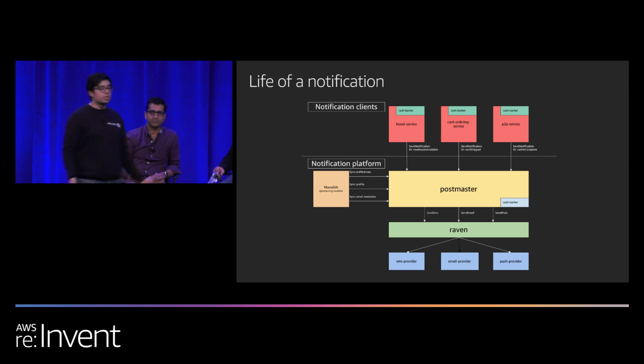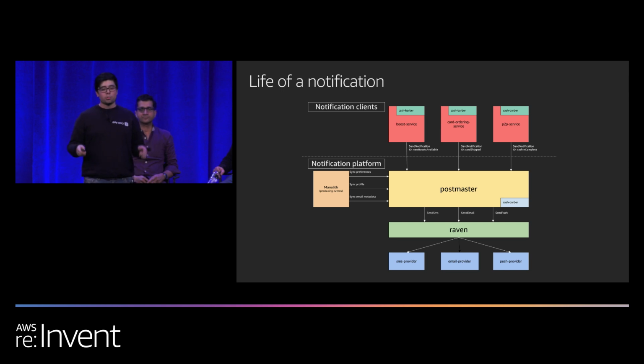Services store some templating information, and Postmaster itself also holds some templating information. That all gets combined, and then a rendered notification gets passed through to Raven, which translates that notification to a format for our providers. For example, after a payment is made, our peer-to-peer service would render a partial template, pass it along to Postmaster, which would then fill in the rest. If Postmaster is behind in processing events, we may see stale data, but it will eventually become consistent.